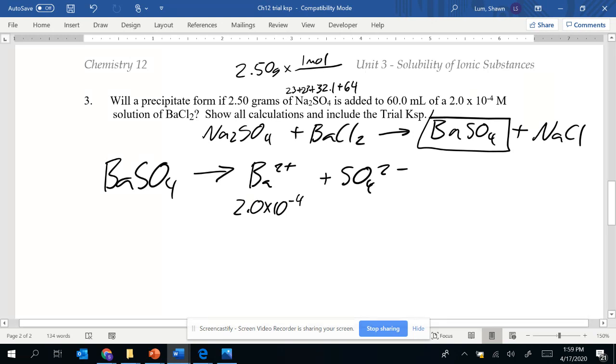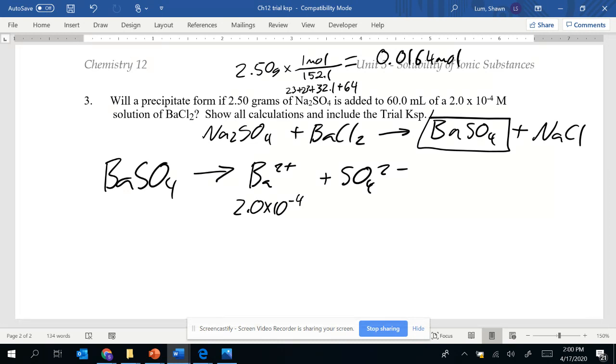And so I'm going to add all these numbers up to find the molar mass of sodium sulfate. 23 plus 23 is 46 plus 32.1 plus 64 equals, and I get 152.1. And then we're going to go 2.5 grams, so 2.5 divided by 152.1 equals, and I get 0.016 moles.